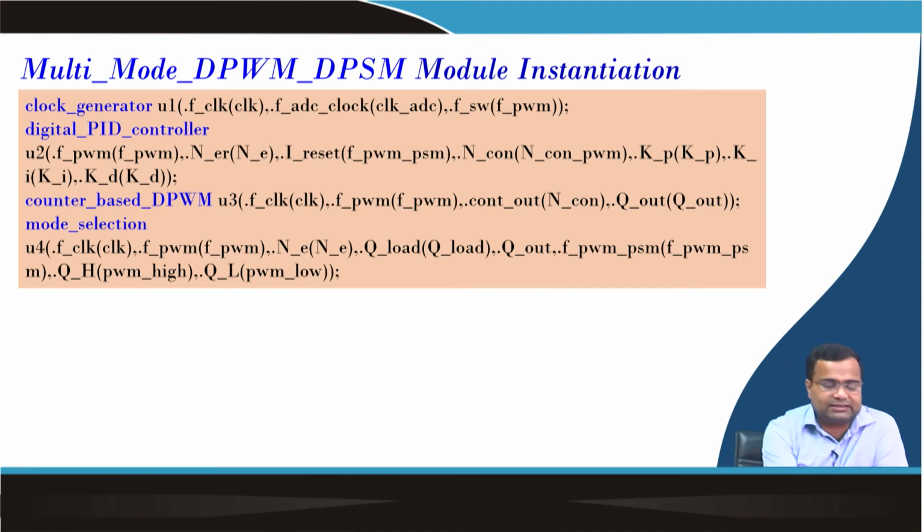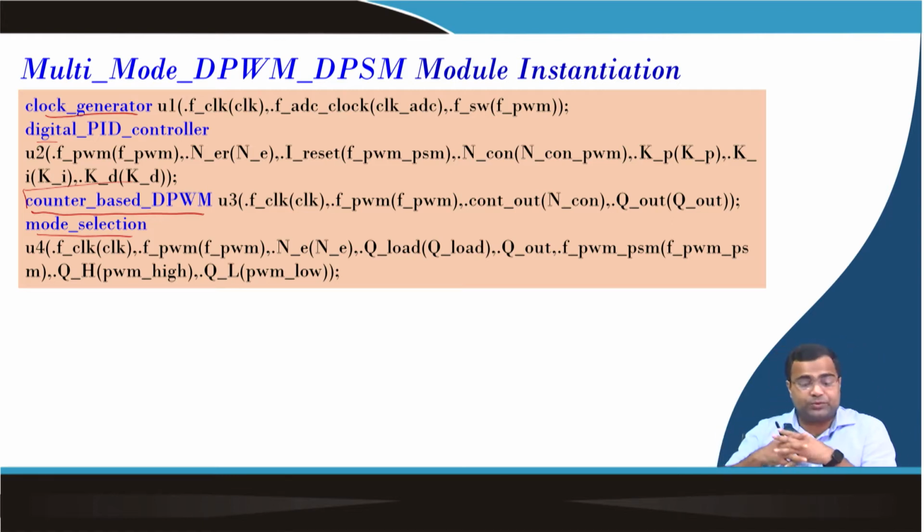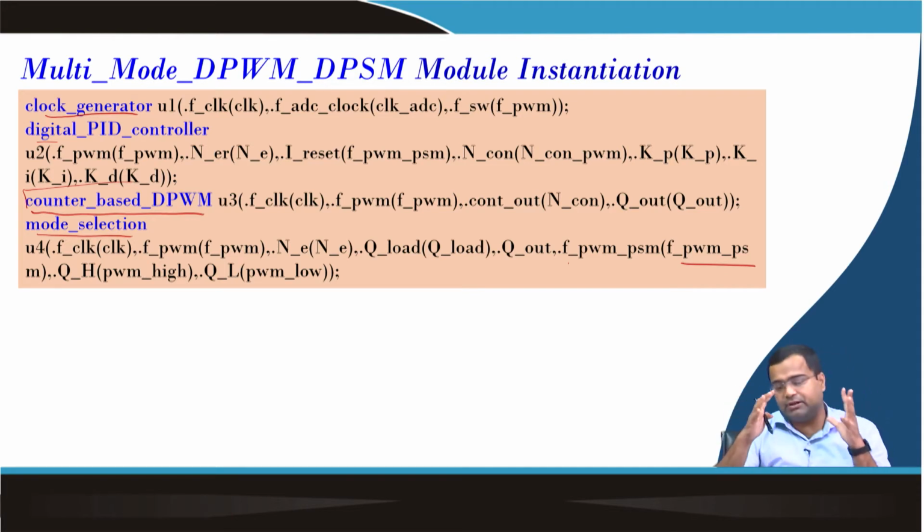Now, we are instantiating the clock generator circuit, digital PID controller, counter based DPWM and the mode selection. I have just shown the overview of this counter based DPWM, but the mode selection will decide what output should be taken. Finally, we are generating this PWM PSM flag signal from a transient detection circuit. But in an actual commercial product, whether to select PWM or PSM depends on some transient detection, some load estimation.